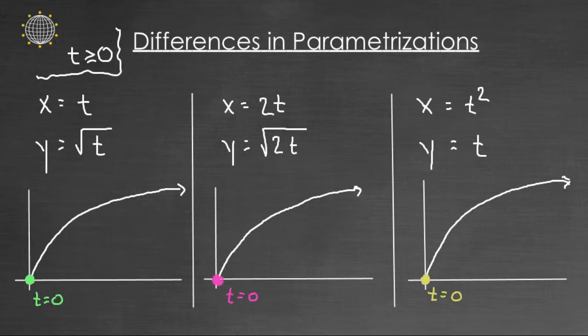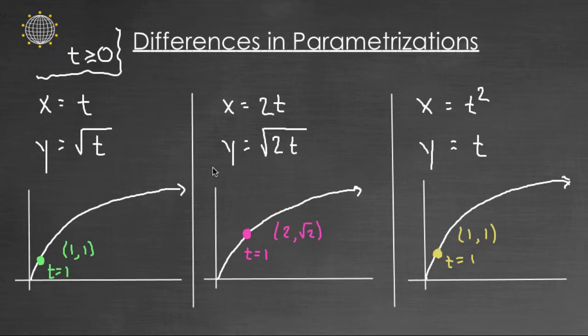All right, let's trace this through various t values. If t is 0, then they all go through 0, 0. But now if t is 1, look at what happens. The first parametric equations are at 1, 1, right? X is 1 and y is the square root of 1. The second set of parametric equations is that x equals 2, y equals root 2, which is farther along the curve. That's interesting. And the third one is at 1, 1, because 1 squared is x and 1 is y. And so you see, depending on the parametrizations, you might sketch through your curve faster or slower.